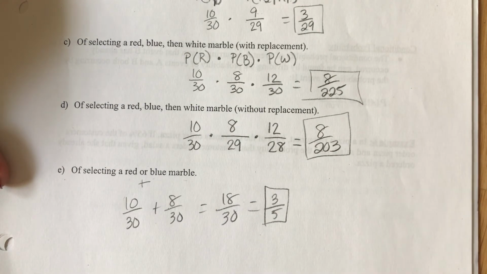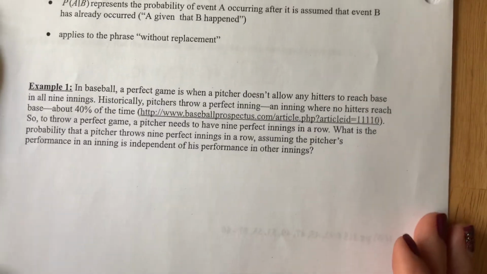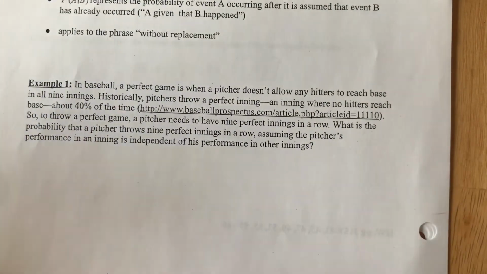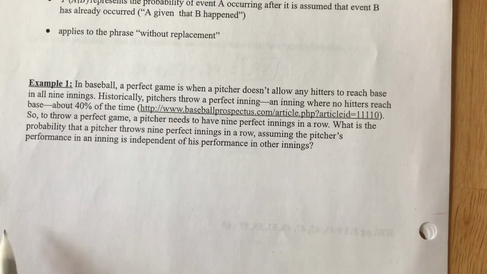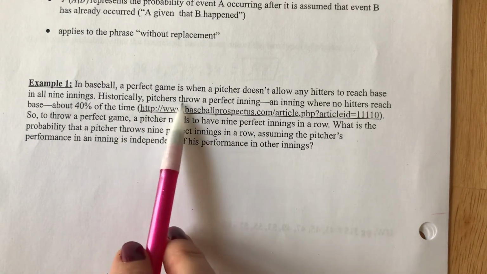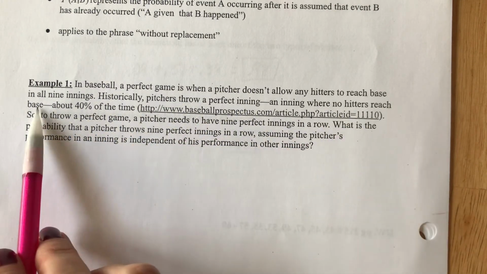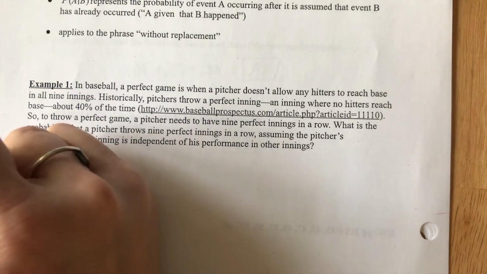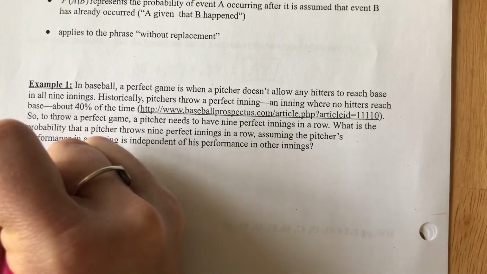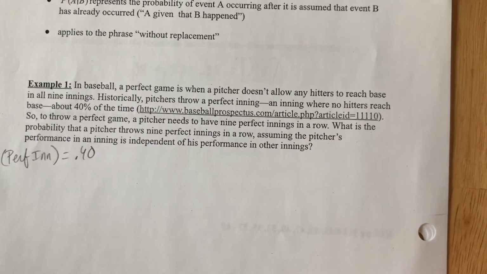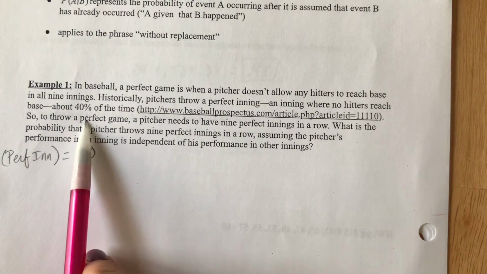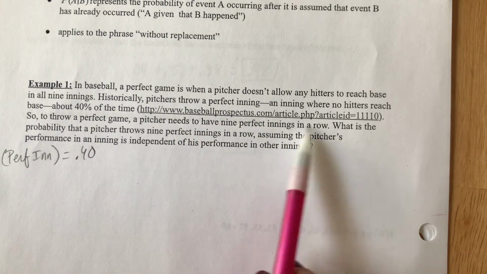We're going to talk about a bunch of different stuff. So, with baseball, a perfect game is when the pitcher doesn't allow any hitters to reach the base in all 9 innings. So no one gets on base for the entire game. Historically, pitchers throw a perfect inning, an inning where no hitters reach the base, about 40% of the time. So the probability of a perfect inning is 0.40. To throw a perfect game, the pitcher needs to have 9 perfect innings in a row.